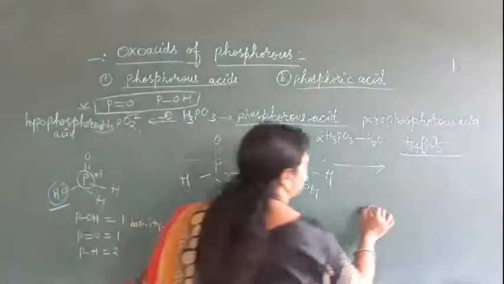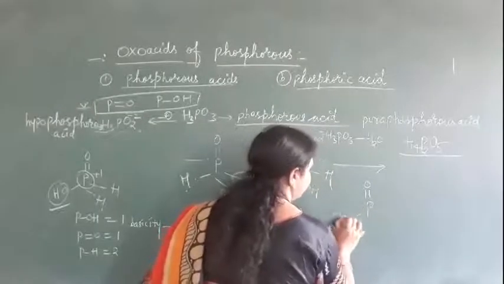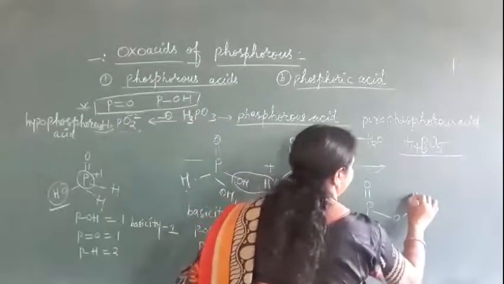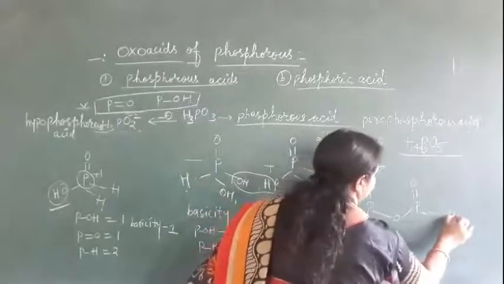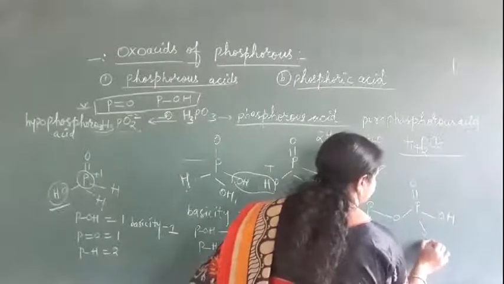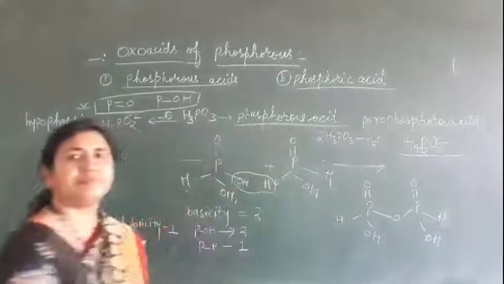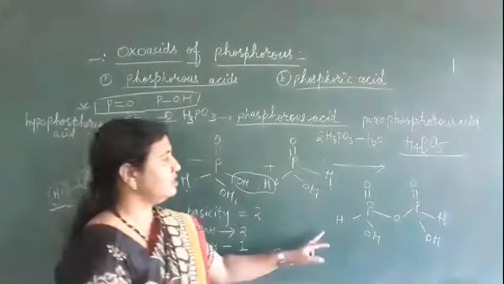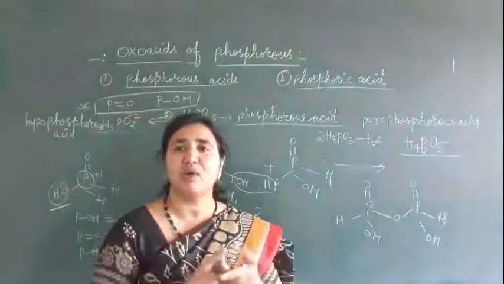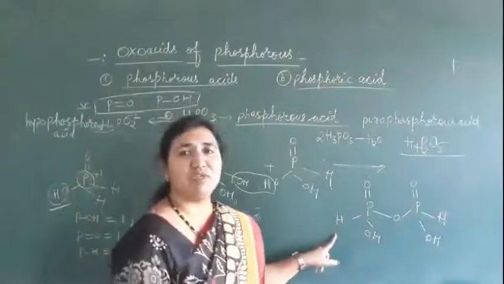So you will draw the structure like this way. P double bond O, here we have H, then OH, then one oxygen we have here, then P double bond O, here OH and here H. Okay, clear? So this is pyrophosphorus acid. Pyrophosphorus means it is the combination of 2H3PO3, and you will get pyrophosphorus acid.